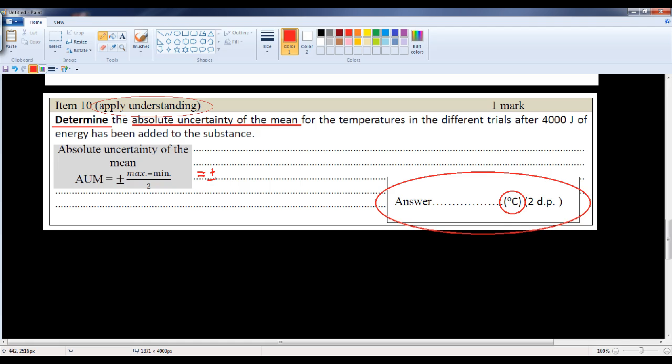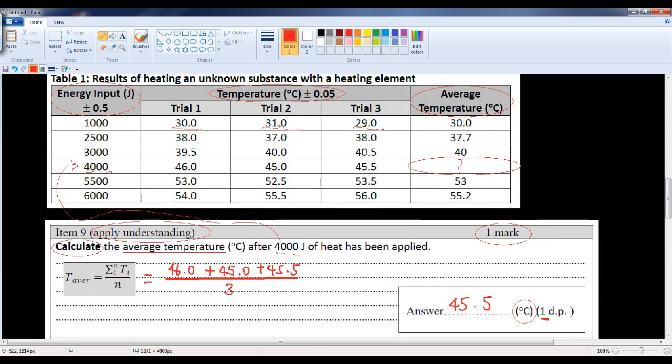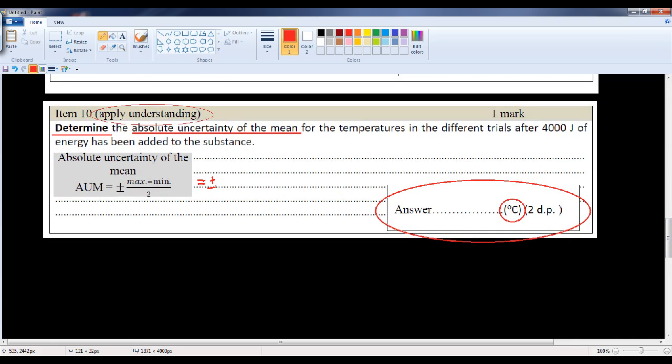What's the maximum? What's the minimum? Of course, it should be the maximum temperature and minimum temperature for the 3 trials when 4,000 joules has been added. You see there are 3 temperatures right here: 46, 45, 45.5. So which one is the maximum? Of course 46. Which one is the minimum? 45. So according to the formula, what you need to do is use 46, take away 45, divided by 2. That's it. So use your calculator. It should be 0.5.